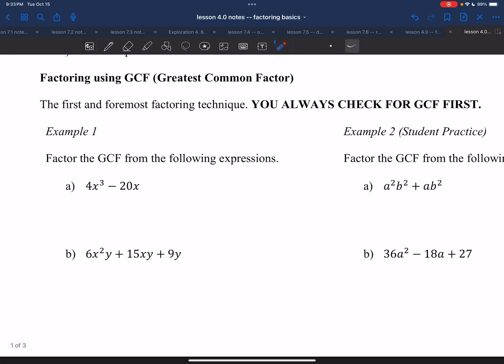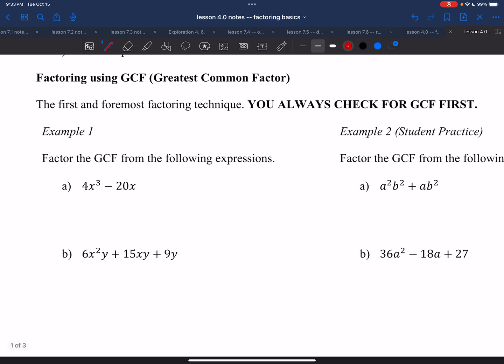You can see here in bold that it says you always check for GCF first, and this is true. Do you have to? No, but you should. It's one of the easiest factoring techniques to do, and if you have multi-step factoring, it's usually better to get GCF out of the way so you can focus on some other stuff.